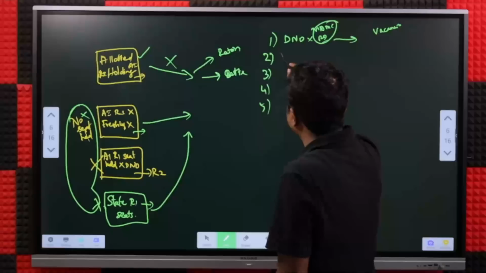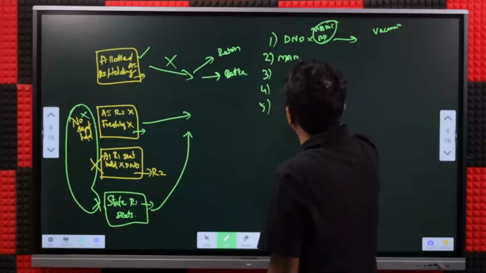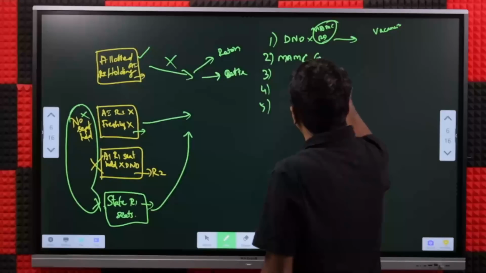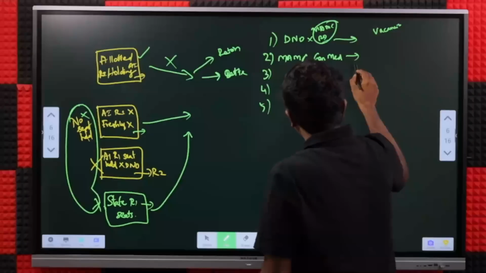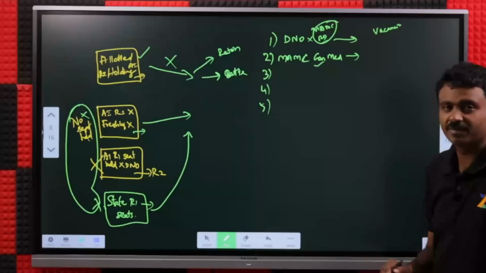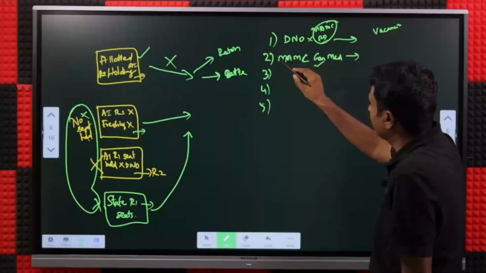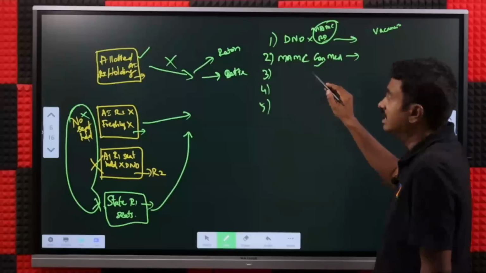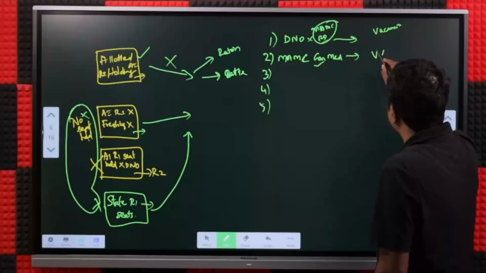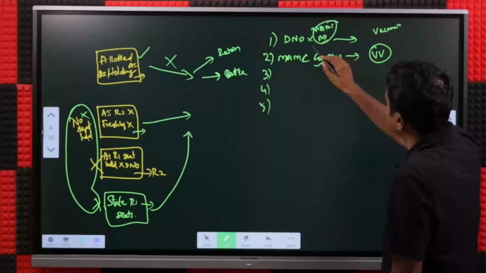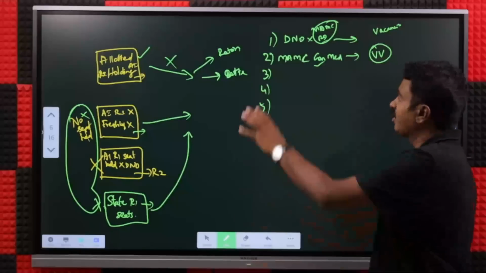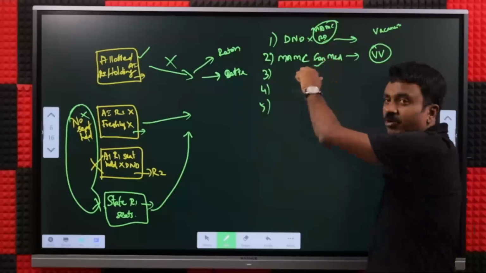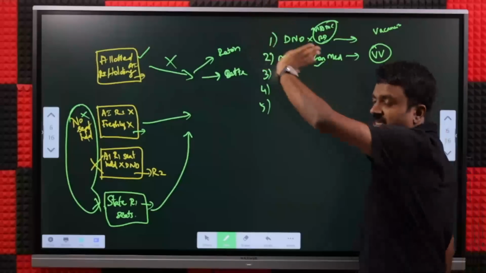Let us say the second seat holder has a choice of MAMC general medicine and has opted for upgradation. Because this candidate has opted for upgradation, there will be a virtual vacancy. What is a virtual vacancy? This seat is not a vacancy if the candidate has not opted for upgradation. The candidate will not participate, and the seat will not be there in the choice list. This is out of the second round of counseling.